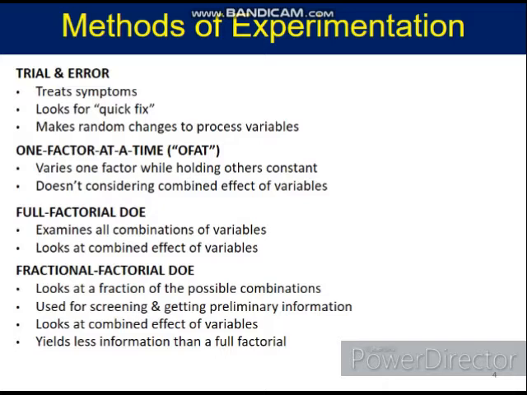Let's say we have 10 variables, right? If you want to run all 10 variables using a full factorial DOE, the number of experiments that you have to conduct will be very, very high, right? And out of that 10, maybe only four are significant in terms of affecting the output response, right?